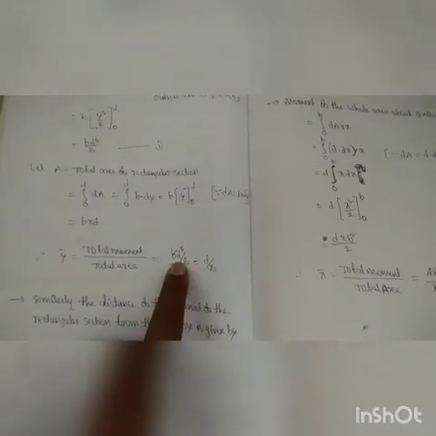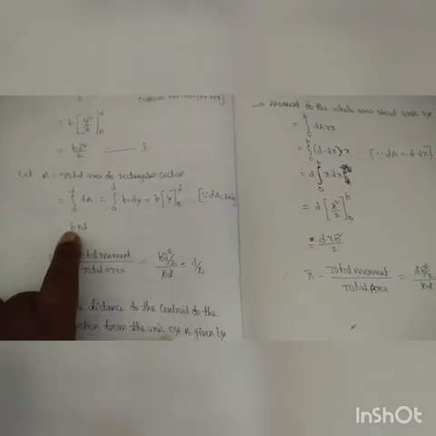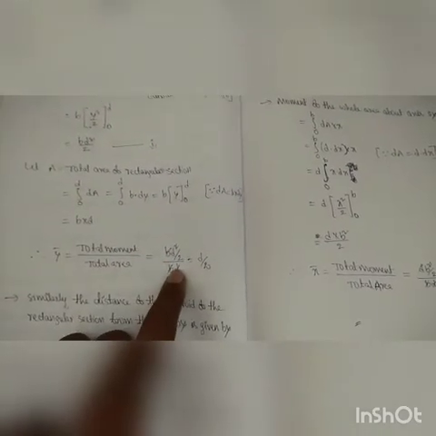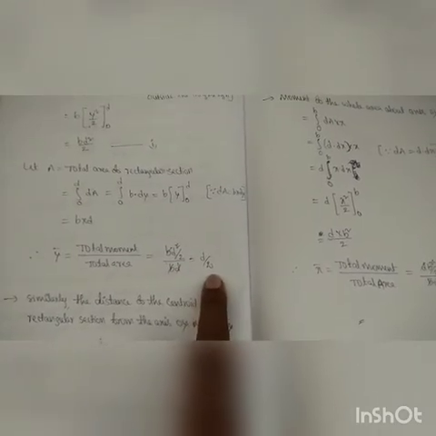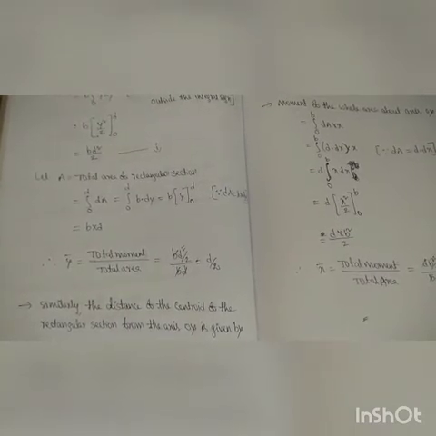We already know the total moment is bd square by 2, and the total area is b into d. Hence, cancelling, we get y bar is equal to d by 2. Means for calculating different centroid problems, y bar should be taken as d by 2 for rectangular problems.